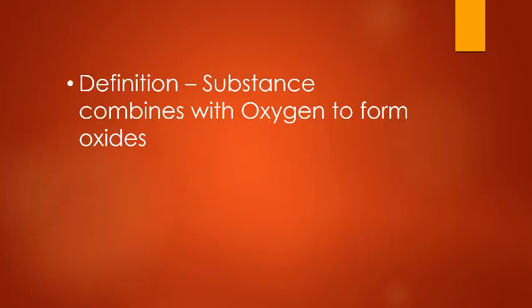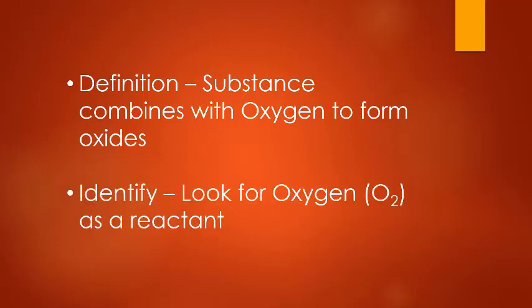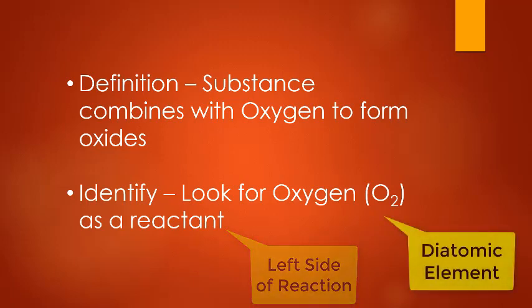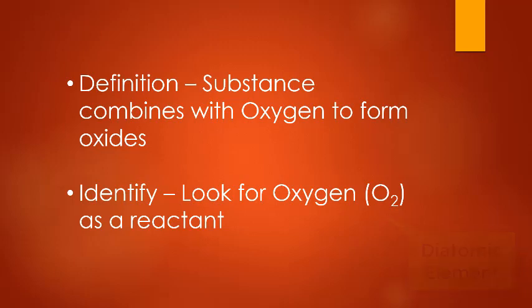To identify combustion reactions, you just need to know the definition. The definition of a combustion reaction is a substance that combines with oxygen to form oxides. So to identify these types of reactions, you look for oxygen, or O2. Remember, oxygen is a diatomic element, as a reactant.